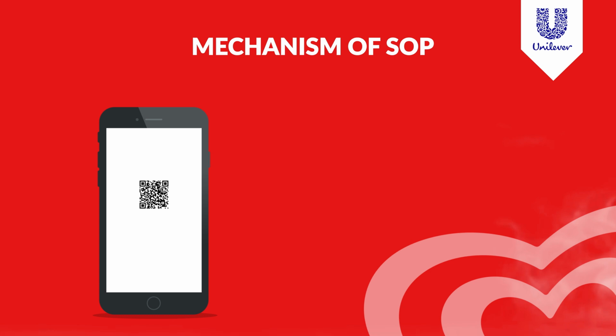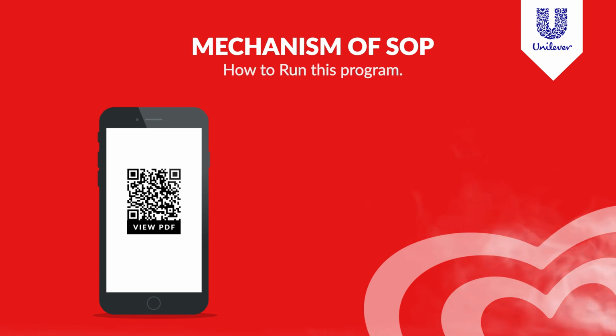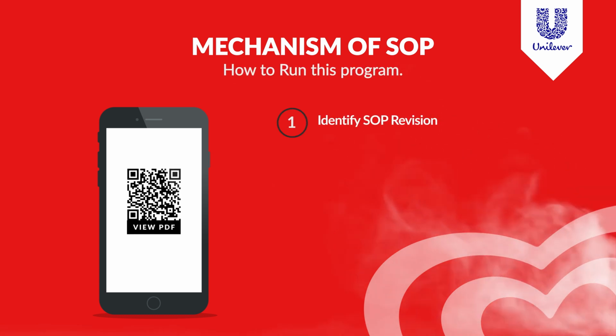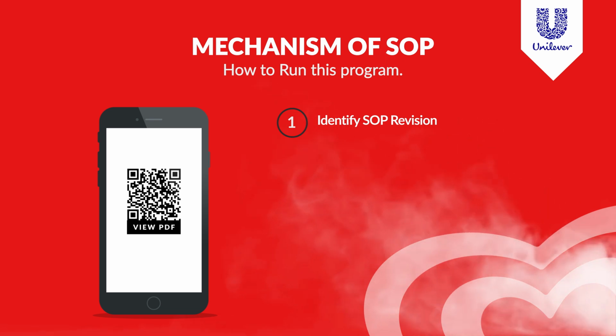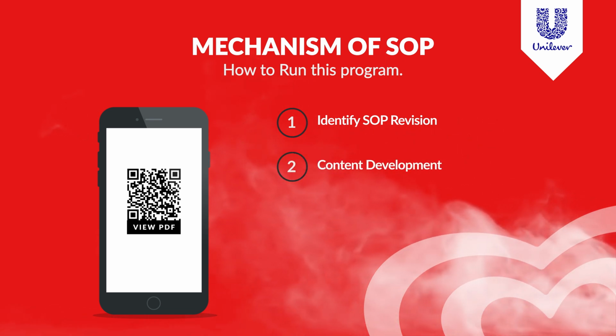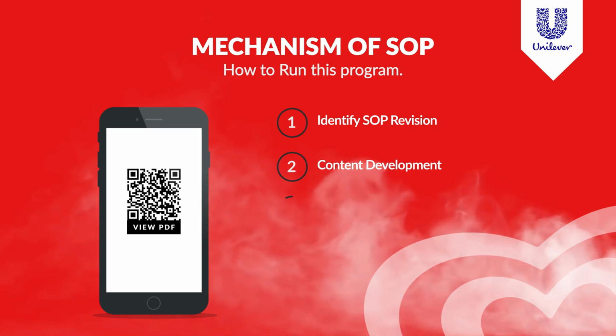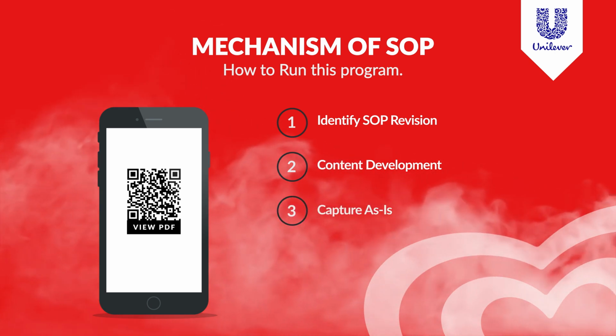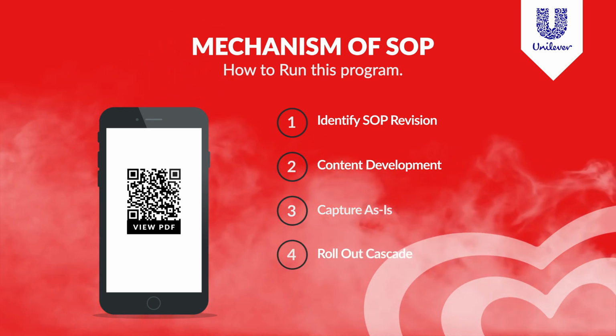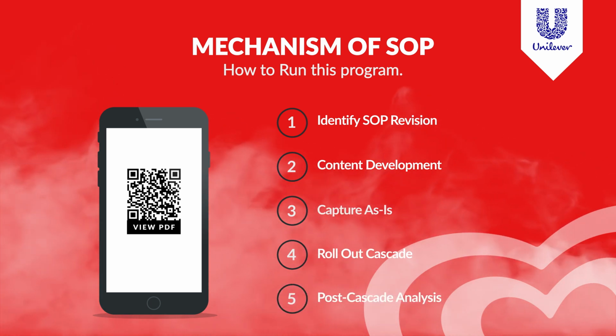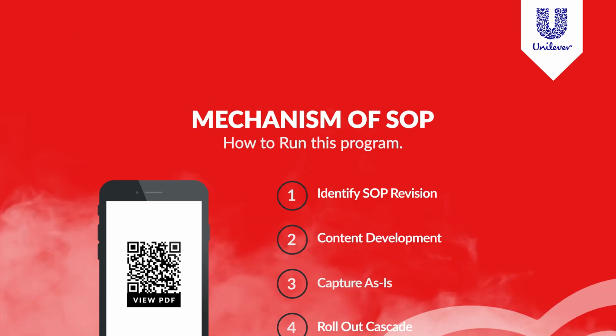Mechanism of standard operating procedure: how to run this program. Number 1. Identify SOP revision. Number 2. Content development. Number 3. Capture as is. Number 4. Rollout cascade. Number 5. Post-cascade analysis.